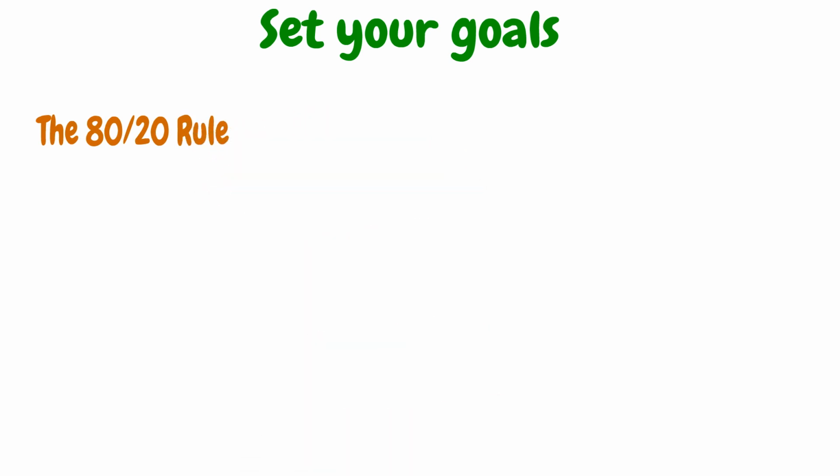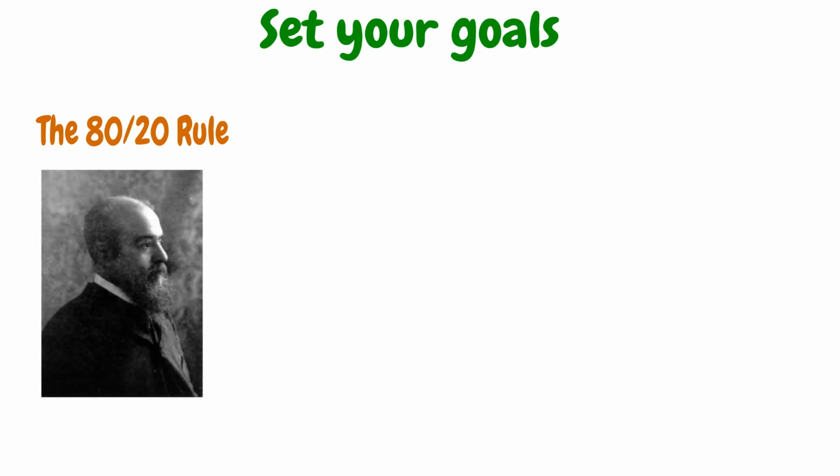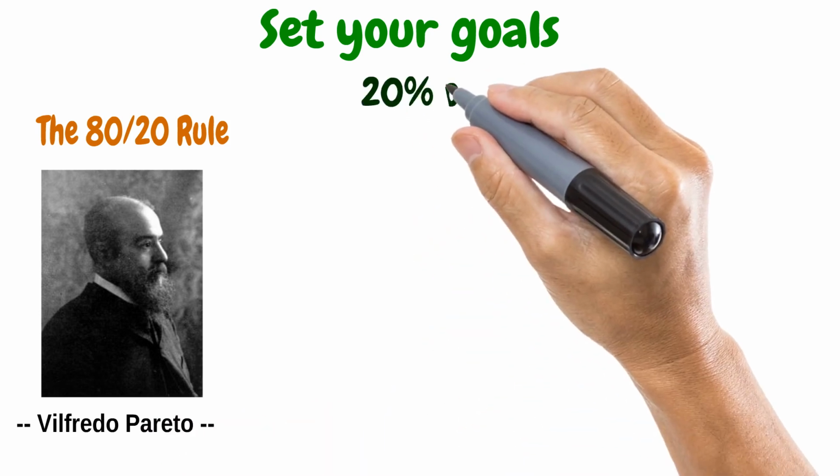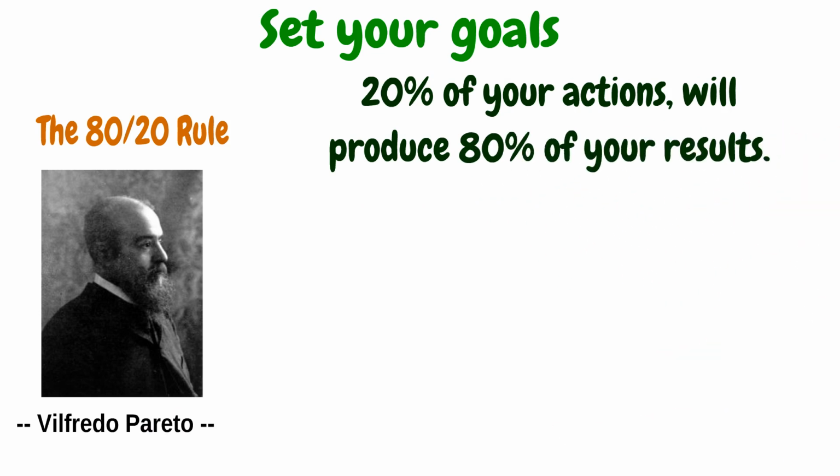but very effective method. Before I begin, I'm going to mention a concept that is very important to establish goals in English. It is the 80-20 rule developed by an Italian economist named Vilfredo Pareto. The main idea of this rule is simple. It means that 20% of your actions will produce 80% of your results.